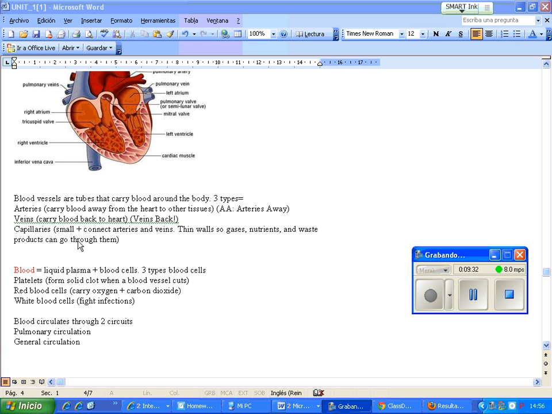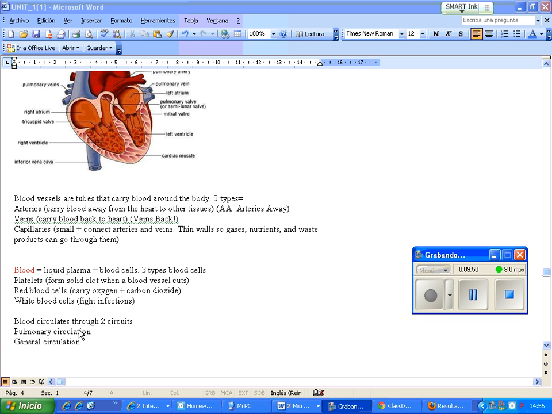Blood is made of liquid plasma and blood cells. There are 3 types of blood cells. Platelets form a solid clot when a blood vessel is cut. Red blood cells carry oxygen and carbon dioxide, and white blood cells fight infection.